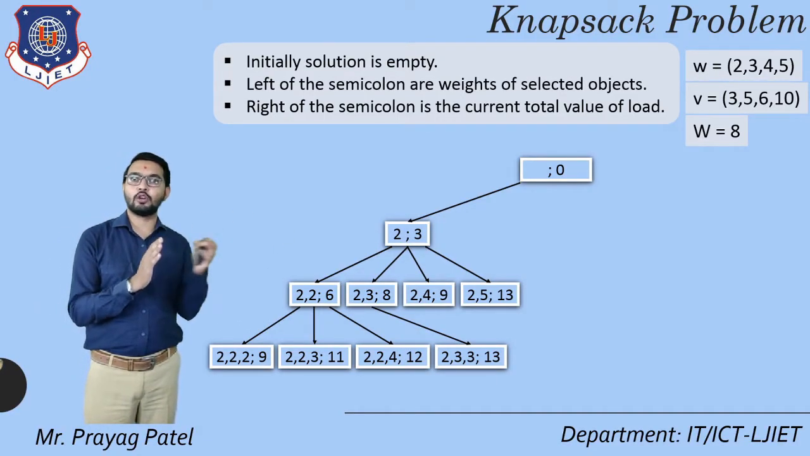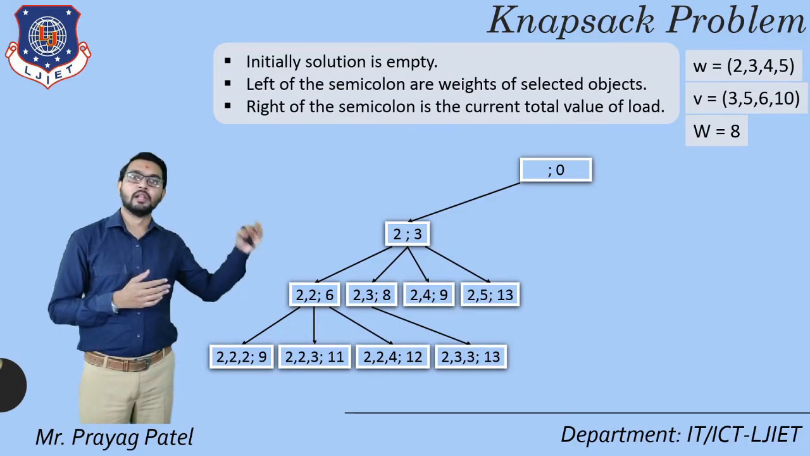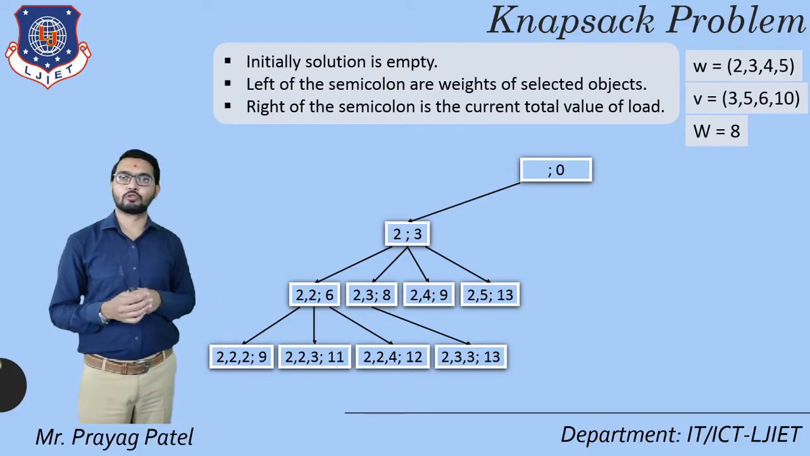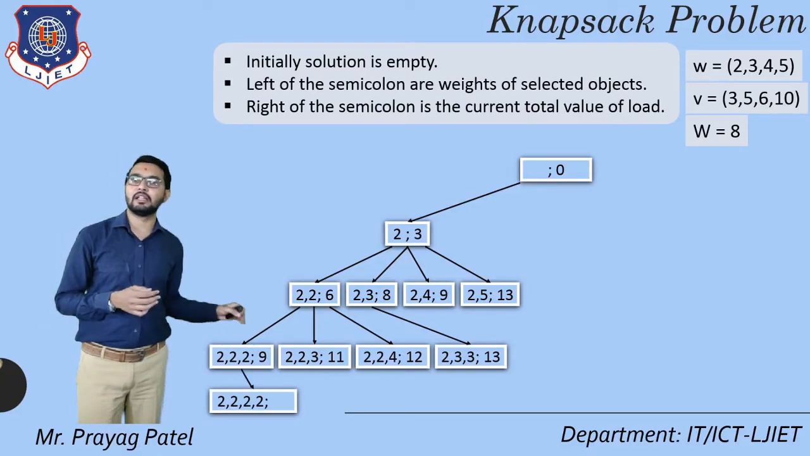2, 4 next solution consider as a 2, 4, 4. This solution is not possible. In 2, 5 also consider the 2, 5, 5. So this solution is also not possible. So consider the first case 2, 2, 2 and expand this node.